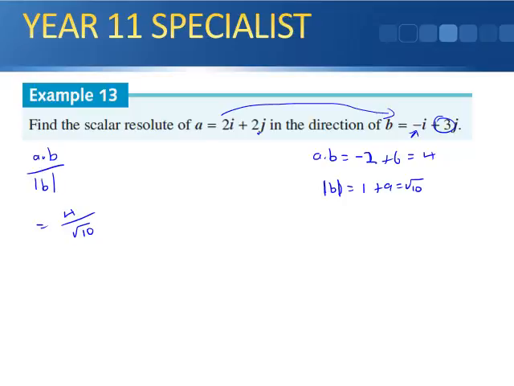Now, to not have surds down the bottom, we can multiply that by the square root of 10, which will give us 4 root 10 up the top divided by 10, which simplifies down to 2 root 10 over 5.